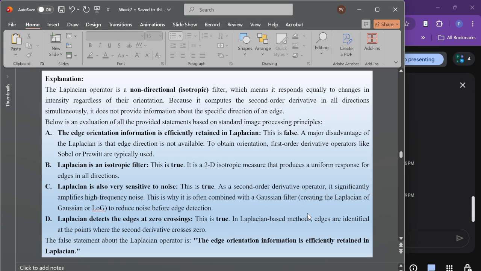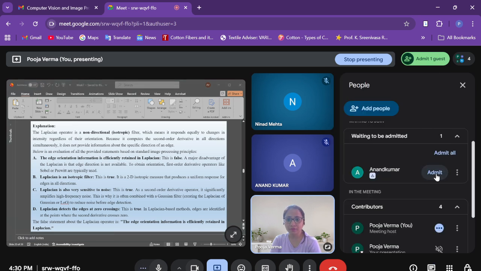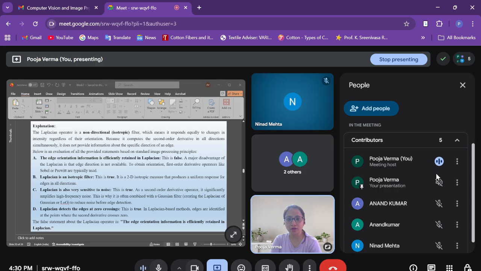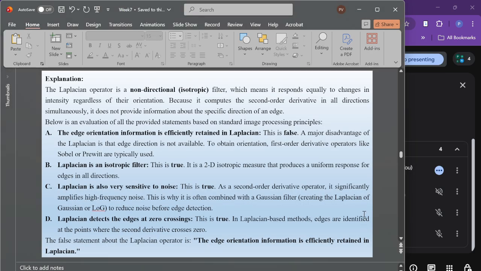Okay, so let's see the detailed explanation here. The Laplacian operator is a non-directional isotropic filter, which means it responds equally to changes in intensity regardless of their orientation. It computes the second order derivative in all directions simultaneously, and it does not provide information about the specific direction of an edge. So below is the evaluation of all provided statements.